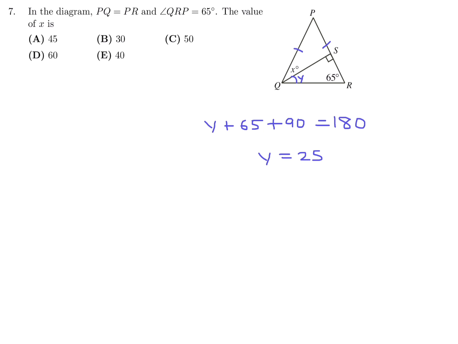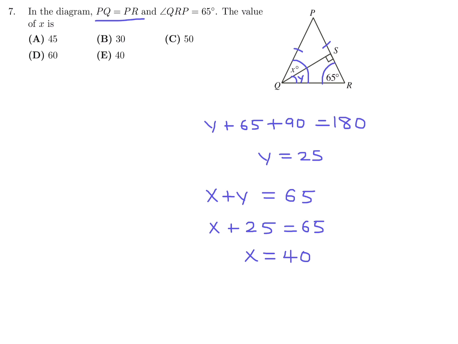So this is an isosceles triangle since PQ is equal to PR, and therefore this angle is the same as this angle. So that means that x plus y is equivalent to 65. So x plus 25 is equal to 65. So x is equal to 40. So number 7, the answer is E.